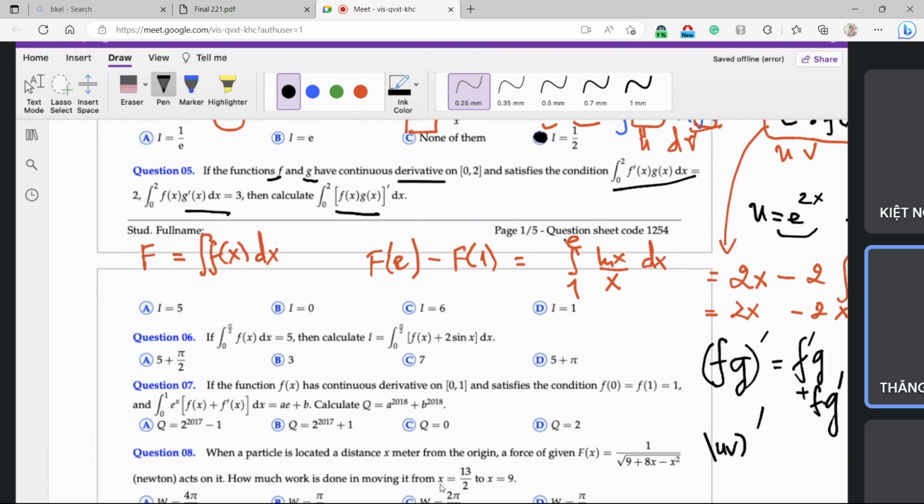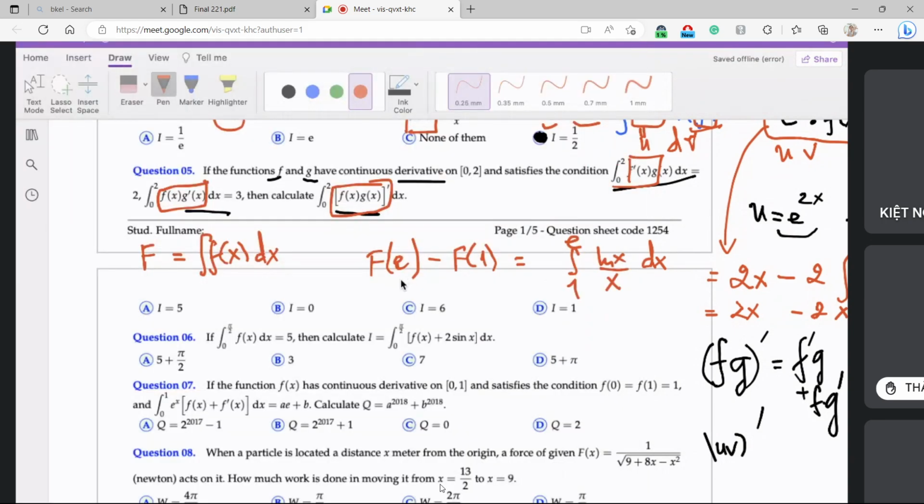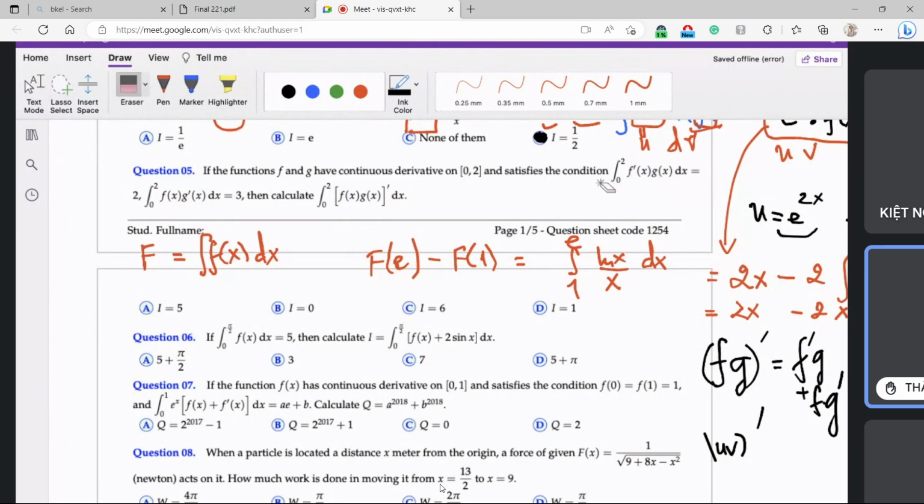Okay, so what can you see here? So this is f prime g, right? This is g prime f. So my function is the sum of these two functions. So the integral, what is it? Yes, please. Thang, so what is your answer? We have 2 plus 3 and my answer is 5.